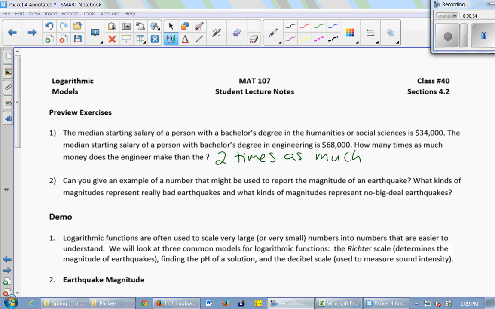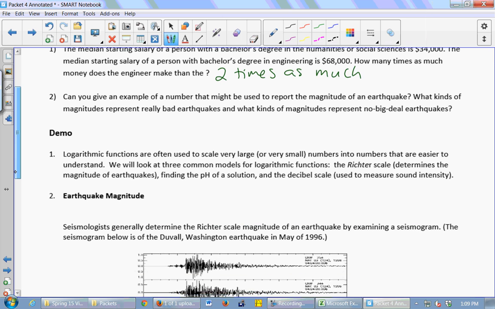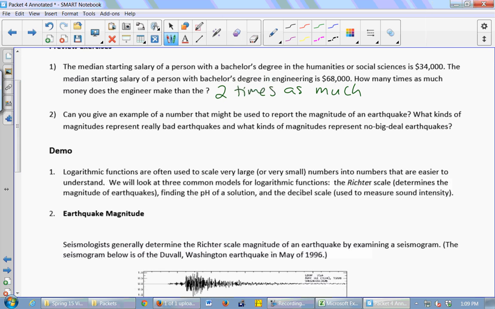How did you come up with that number? Divided. Yeah, we took 68,000 divided by 34,000, and it's 2 times as much, right? Because 34,000 times 2 gives you the 68,000. All right, that's just a wording thing that I wanted us to be used to for later in today's class.